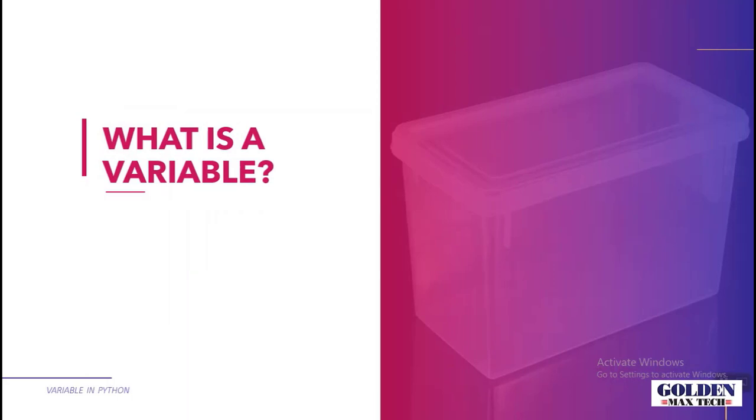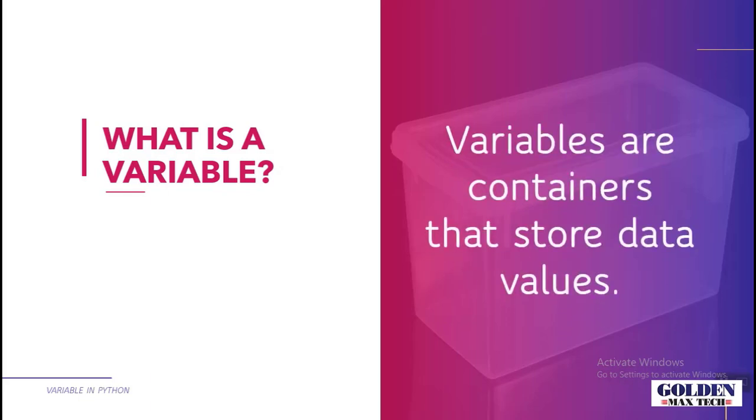I would like to remind us of the meaning of a variable. What is a variable? Variables are containers that store data values. And I did say that the data values stored in a variable come in different types. The three types that I've mentioned include numbers, strings, and Boolean.